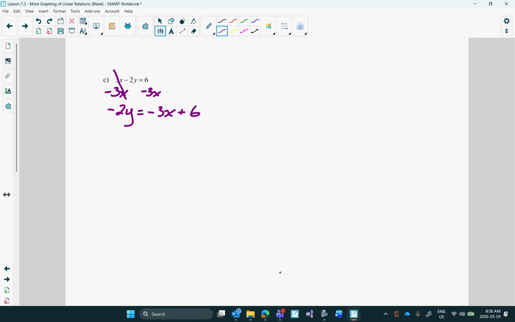There's a 6 right here. Why am I writing the x first? Because this is a good way to write it for what we're going to do next year, different ways to graph lines. So I want you guys to get into the habit of writing the x first. If you wrote 6 minus 3x, I still wouldn't mark that wrong. It's still correct, but try and get into this habit for now. Okay, I still don't have y by itself. Divide by negative 2, which means everything. So those cancel, I'm left with y.